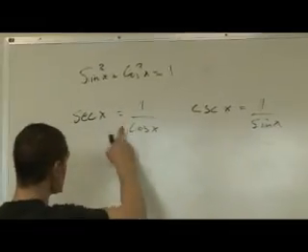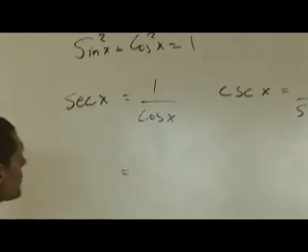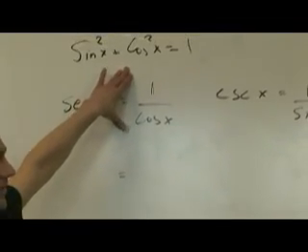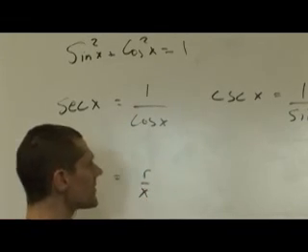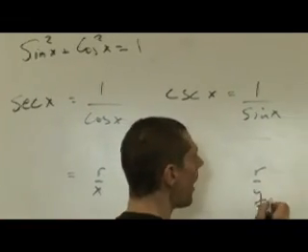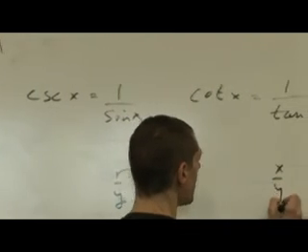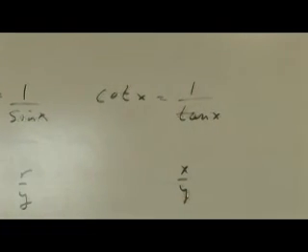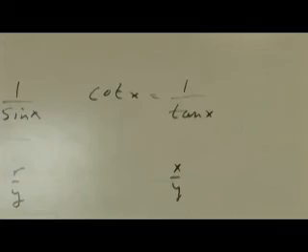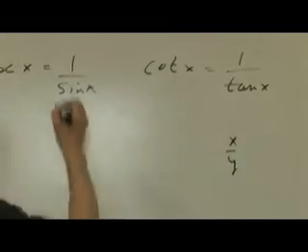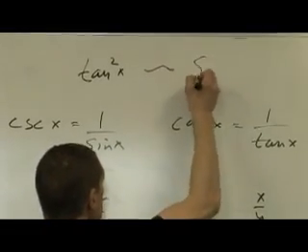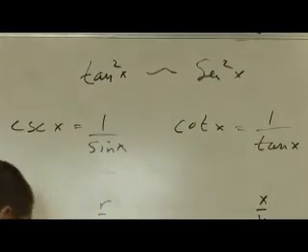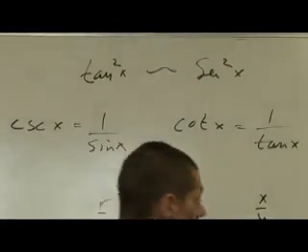This is going to be equal to, remember that cosine was equal to x divided by r, so this is going to be upside down. This will be r divided by x, this will be r divided by y, and this will be x divided by y. The reason that I'm bringing this up is that there is a relationship between tangent squared x and secant squared x, which shows up in calculus all the time.